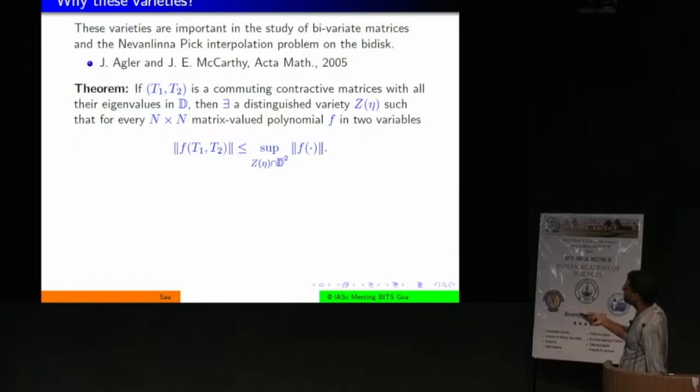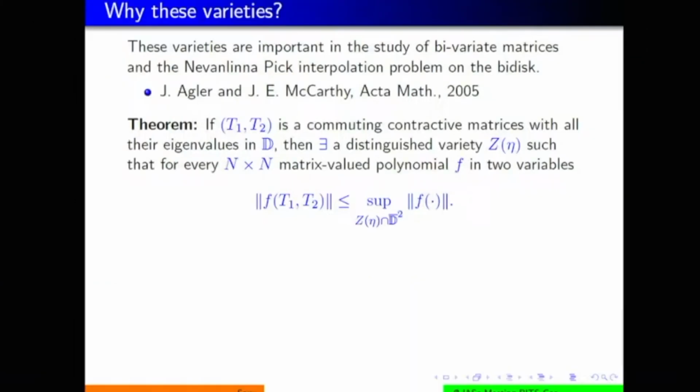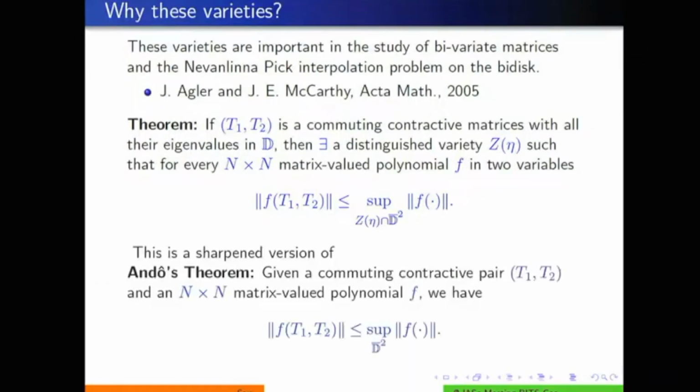A certain special variety such that the zero set of eta intersected with the closed bidisk is a complete spectral set, meaning this inequality holds for every n by n matrix-valued polynomial. Now, why is this important? This is very nice because such a thing was known due to Ando when you took the supremum over the closed bidisk. Please remember this is a very thin subset of the bidisk. Okay, so this is a major sharpening of this inequality.